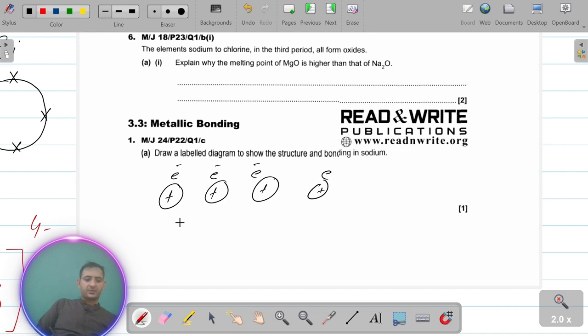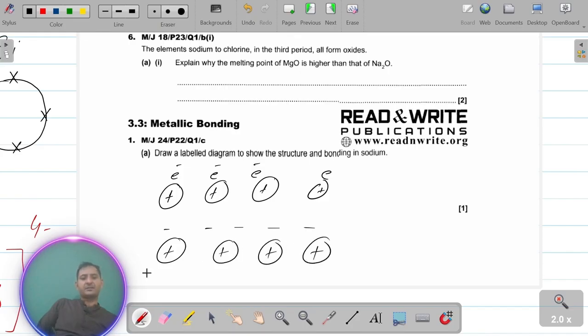Okay, so you can draw this type of structure: negative, negative, negative. Delocalized electrons, they are representing delocalized. Delocalized means free electrons, they are movable electrons. Okay, next question.